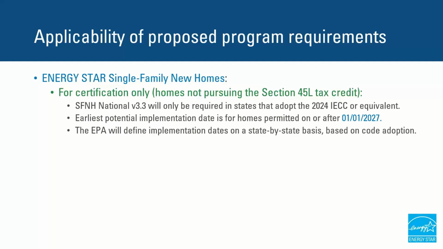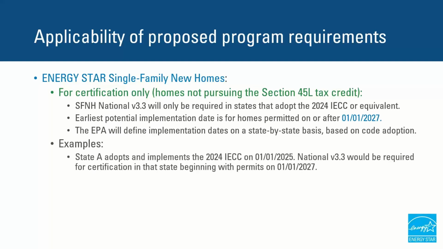So you'll hear each time a state advances to version 3.3, and let me run through two examples. Let's say that state A adopts and implements the 2024 IECC on January 1st of 2025. National version 3.3 would be required for certification in that state, beginning with permits on January 1st of 2027. Why not 2026? It's because January 2027 is the earliest that we'll implement this new version in any state.